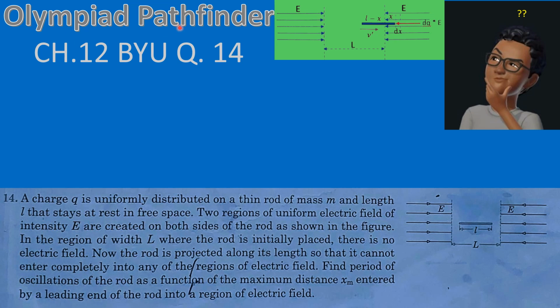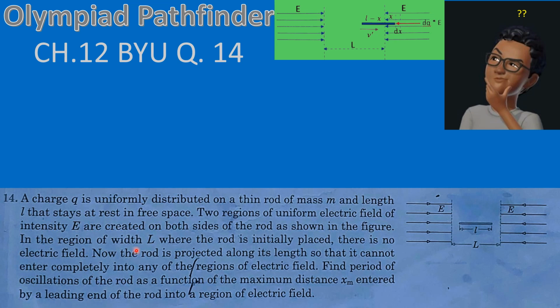This question is taken from Olympiad Pathfinder, Chapter 12, Build Your Understanding, question number 14. The question is, a charge Q is uniformly distributed on a thin rod of mass m and length L that stays at rest in free space initially. Two regions of uniform electric field of intensity E are created on both sides of the rod as shown in the figure.